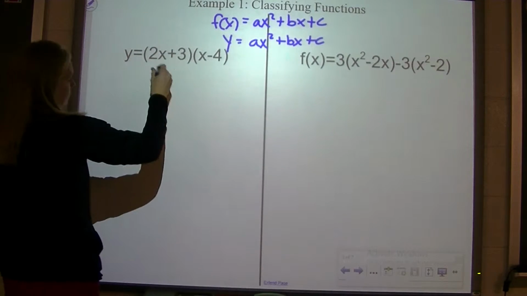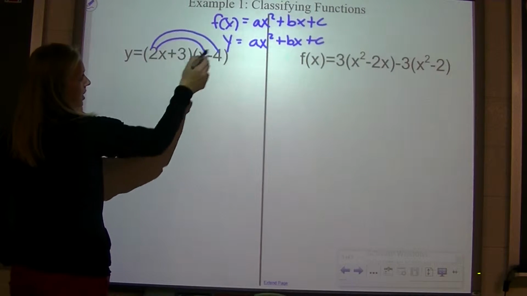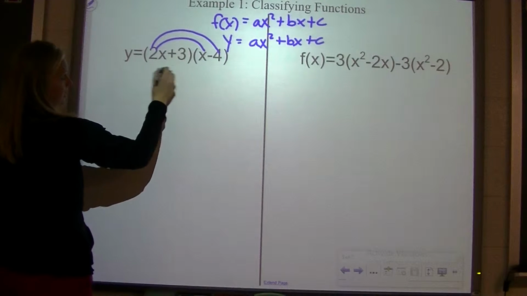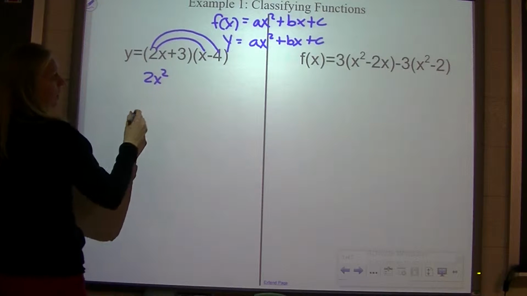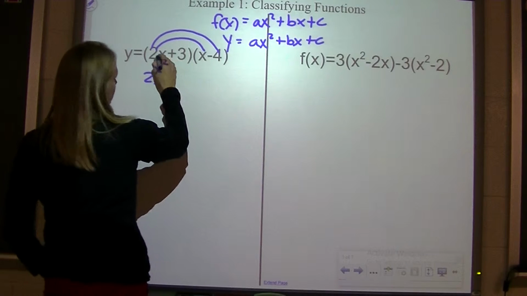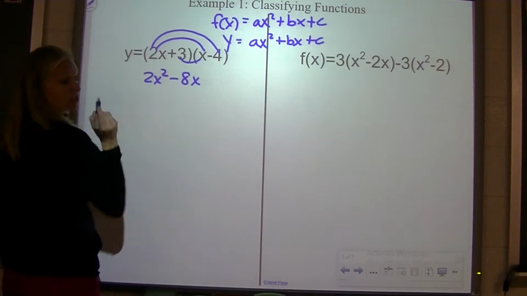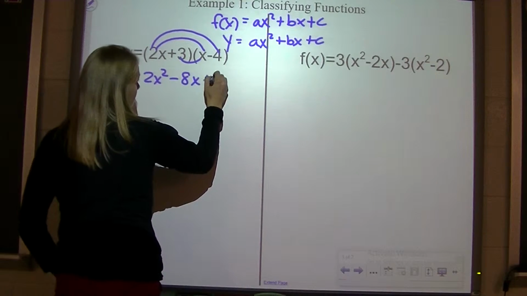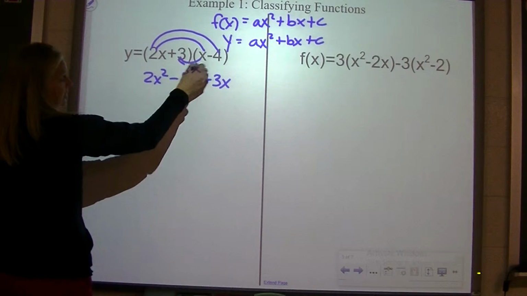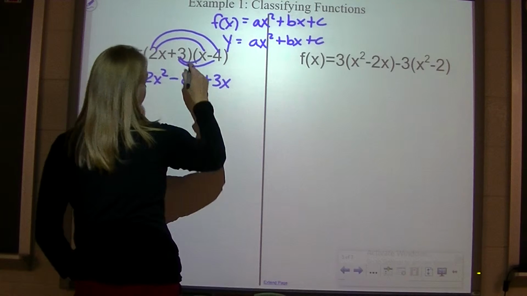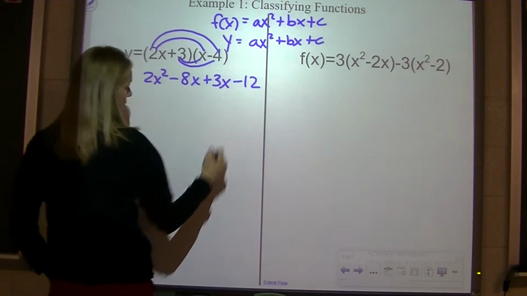So simplify this. Remember, we FOIL. So we do our first terms. 2x times x is 2x squared. We do our outside terms. So 2x times negative 4, that's negative 8x. We do our inside terms. 3 times x, that's 3x. And we do our last terms. 3 times negative 4, which is negative 12.